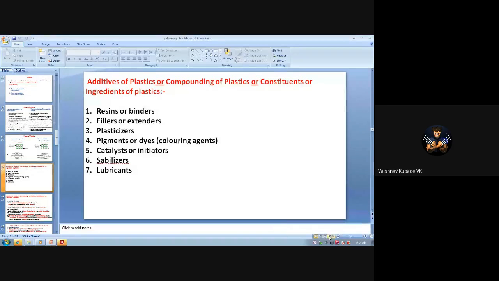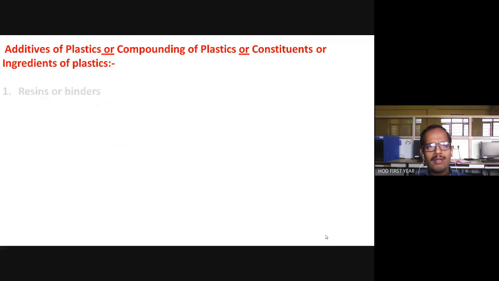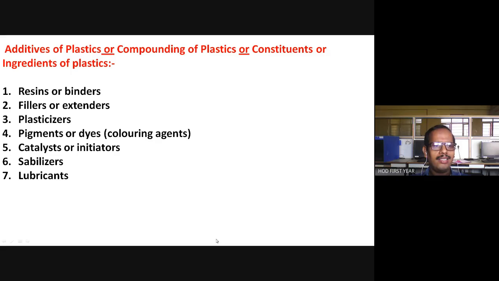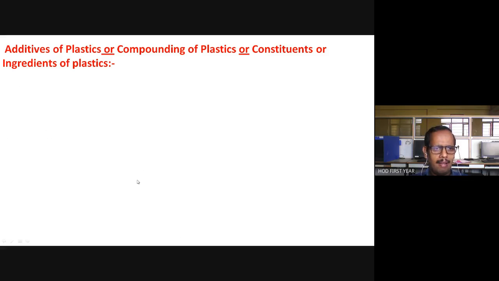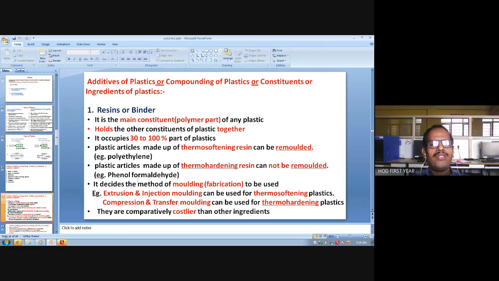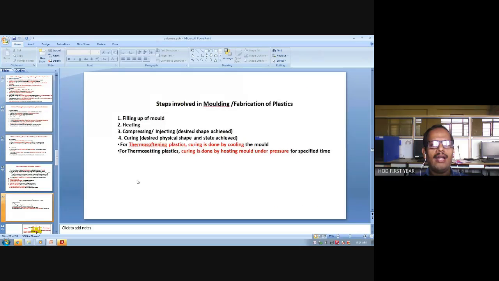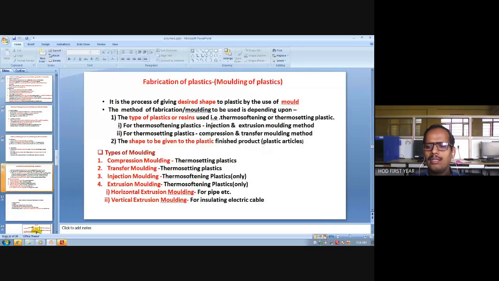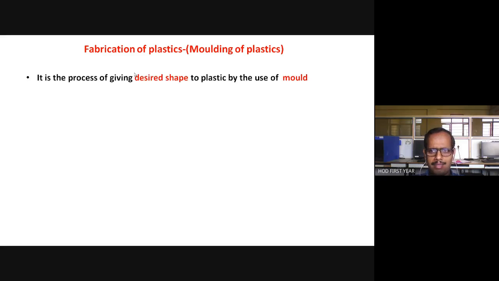Okay, so this is what the compounding of plastics or ingredients of plastics. Then the detail we studied, and now we are at the shape giving process, molding process or fabrication method. So fabrication means giving desired shape to the plastics. Okay, that we studied last time.